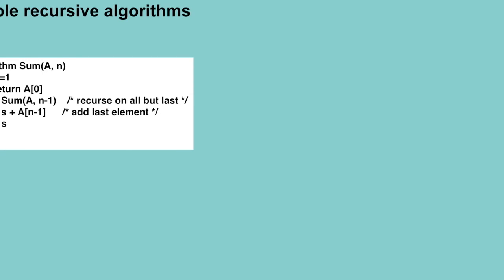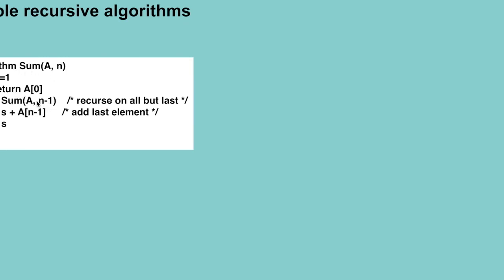A sample recursive algorithm can look like this. Here, as an input, we have an array A of n numbers, and the output is the sum of numbers in the array. The algorithm first checks the number of elements. If the number of elements is 1, then it returns the first element. Otherwise, it recurses on all elements except the last one and adds the last one at the end. This sample shows how a recursive algorithm works. Here you see that inside the function, we are calling the sum function itself with different parameters.